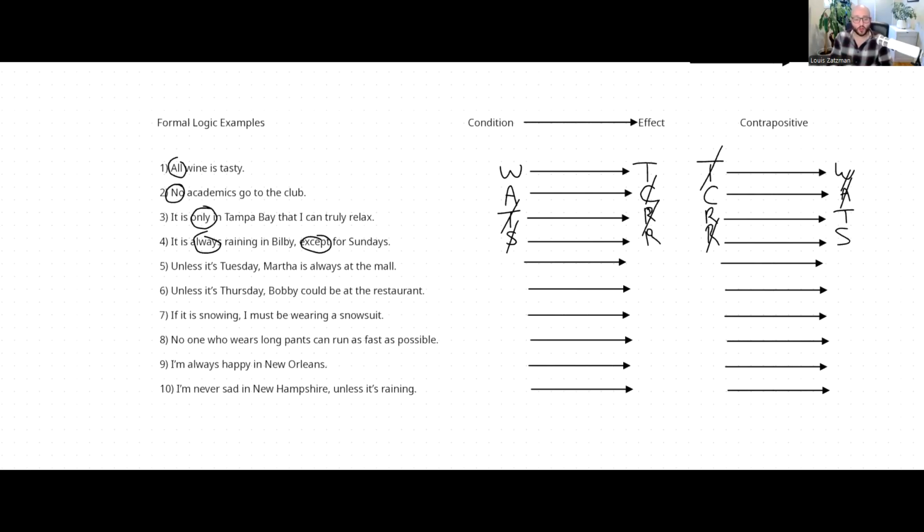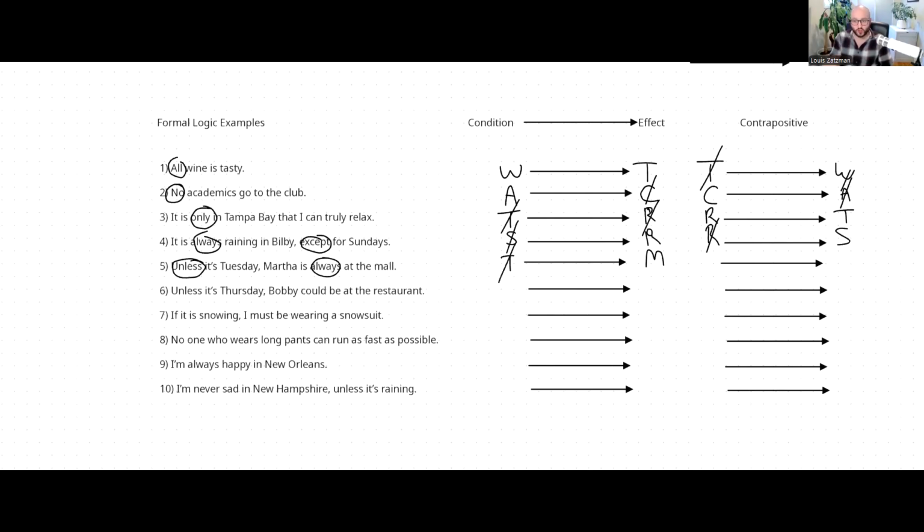Unless it's Tuesday, Martha is always at the mall. Now you'll note we have an exception and a guarantee here as well. So again, I know when Martha is at the mall. When? If it's not Tuesday. These are the same relationships.